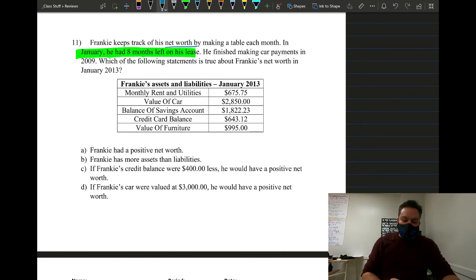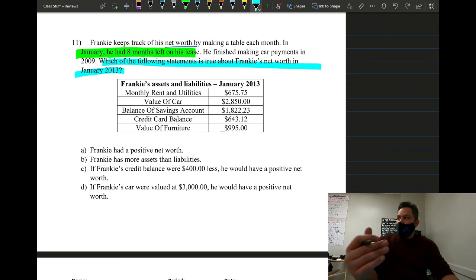Which of the following statements is true about Frankie's net worth? Okay? Which is true about Frankie's net worth? So this is one of the questions where we're going to have to compare every single one of the answers to whatever information we can get from the table. So, for instance, A, it says, Frankie had a positive net worth. Let's see. We know that positives is going to be this one. That's an asset.